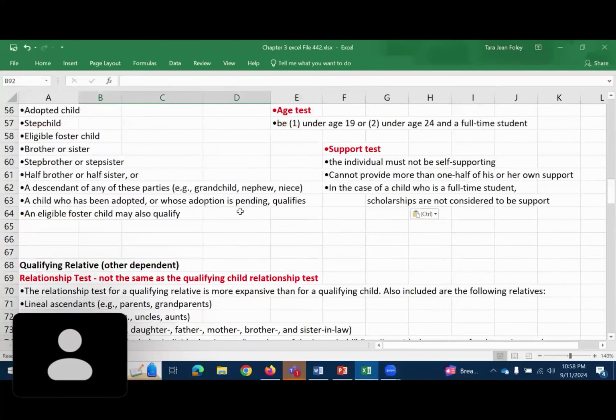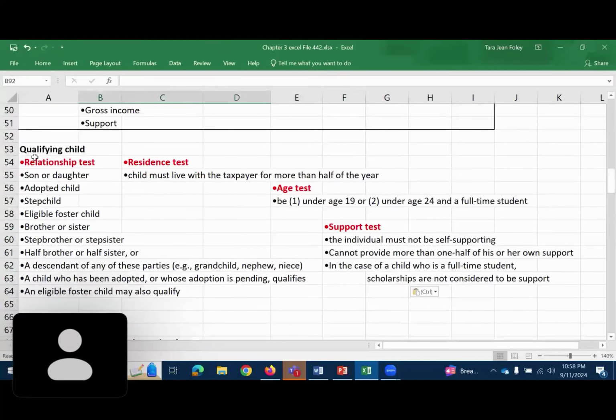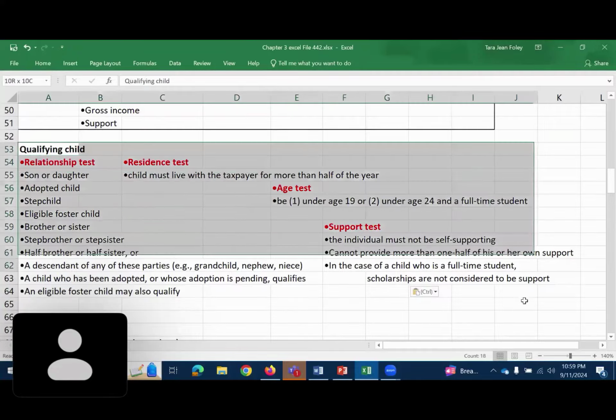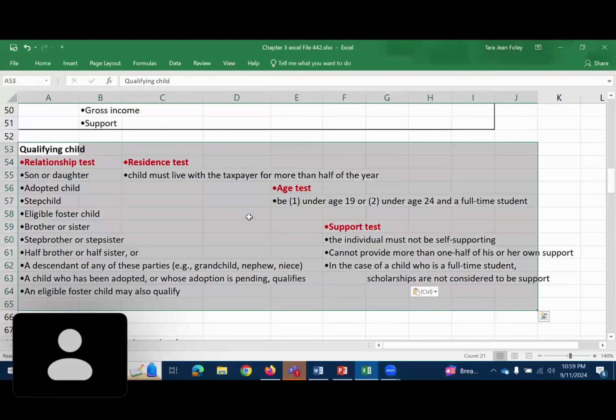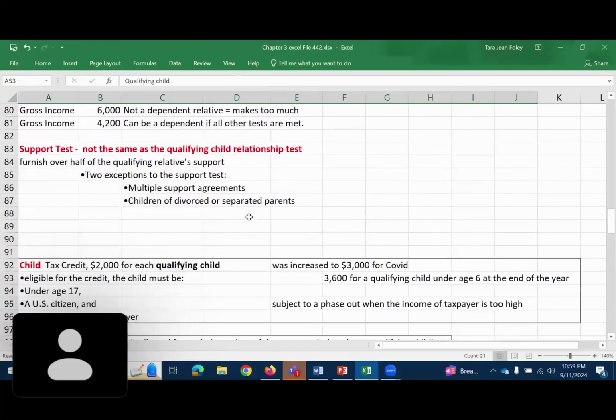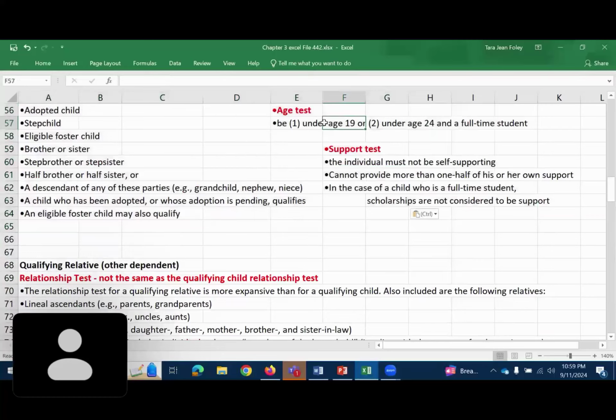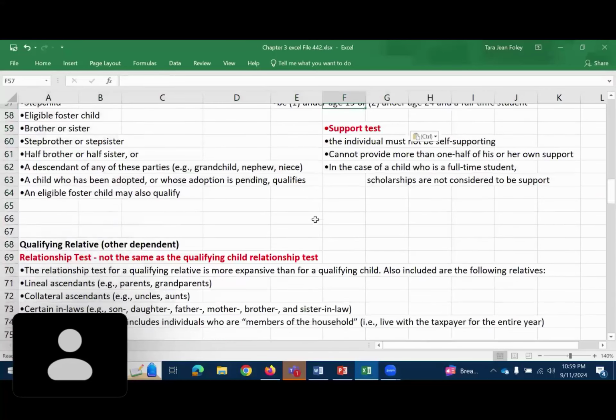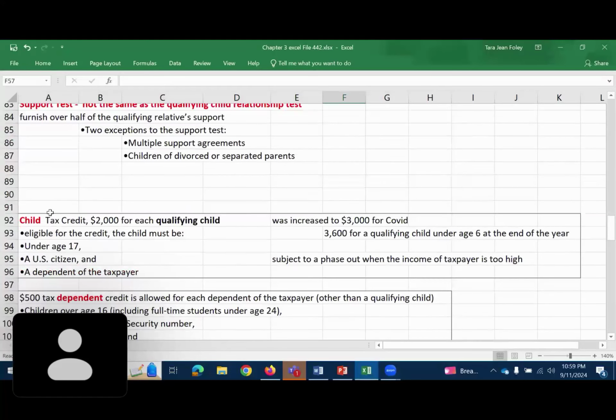Now, we've said, let's pretend that Paige does qualify as a child. The age test to be a qualifying child is under 19, but let's say she's 18. Just because she is a qualifying child doesn't mean she's going to qualify for the actual credit. She could be 18, under 19, but to get the tax credit, you have to be under 17.